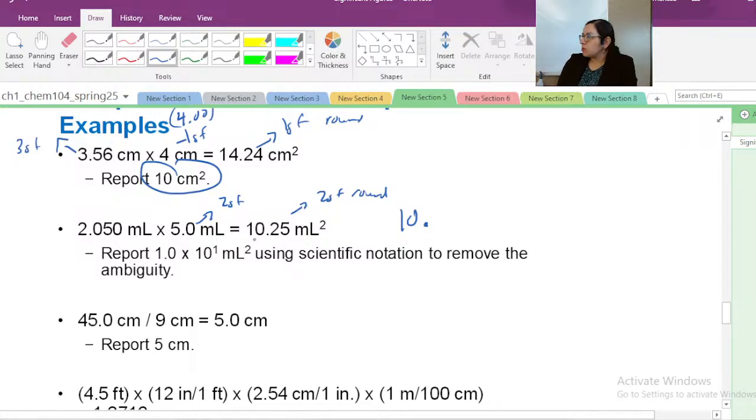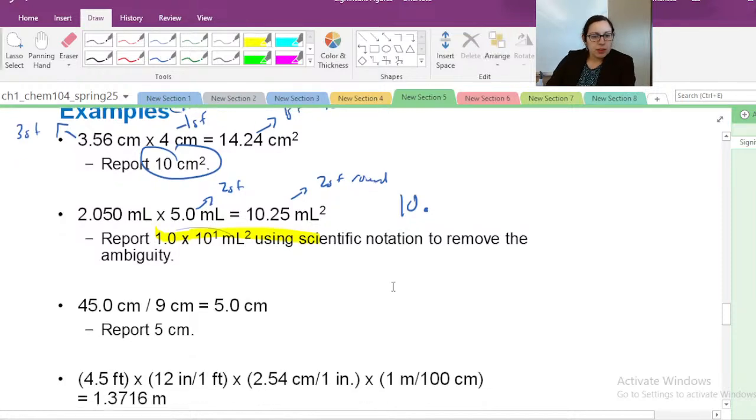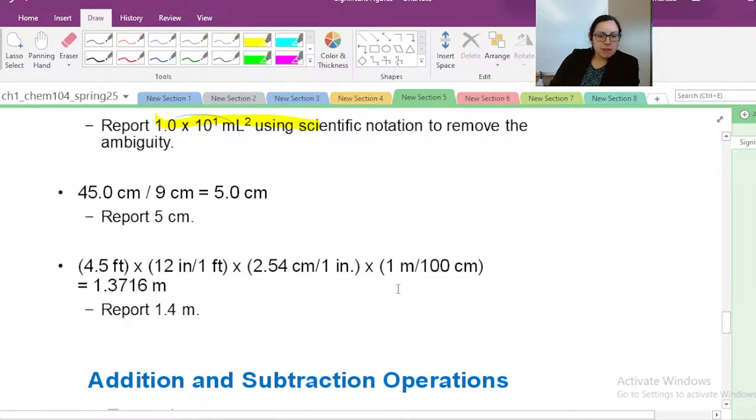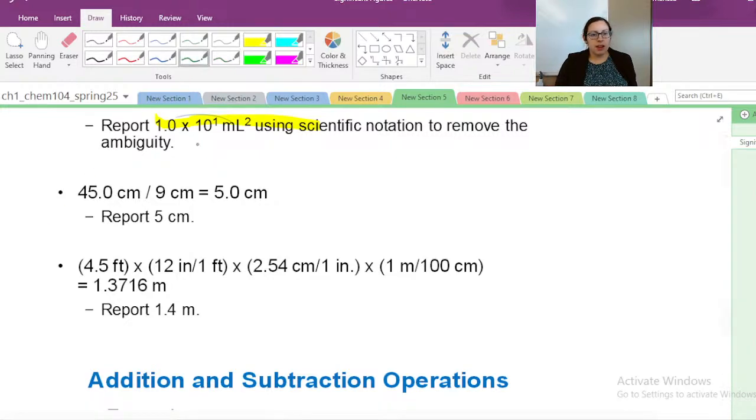And of course, this is one of those scenarios where we want to show this is significant, so we could put a decimal, or it might be better to rewrite it in scientific notation so we're not ambiguous there. Same thing, division works pretty similarly. We have only 1 sig fig here, so once we do the math, we can only report it to 1 sig fig.